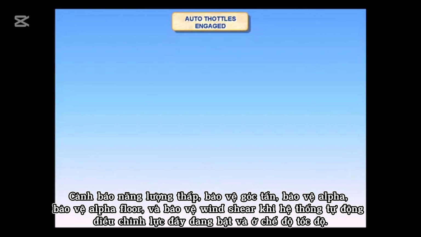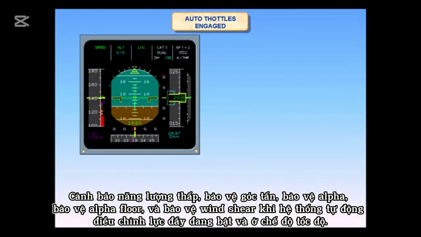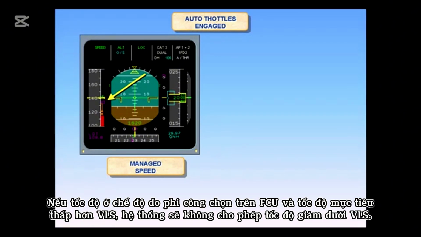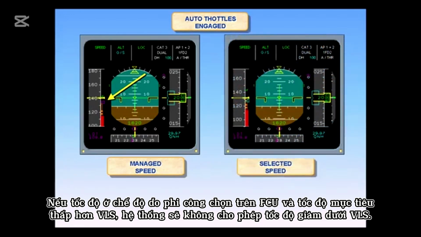When the auto throttles are on and in speed mode, if speed is in the managed mode, driven by the FMGS, and the speed target is below the maneuvering speed for a certain configuration, here the minimum speed for flaps 2, the system will not allow the speed to decrease below this maneuvering speed. If the speed is in the selected mode by the pilot on the FCU and the speed target is below VLS, the system will not allow the speed to decrease below VLS.